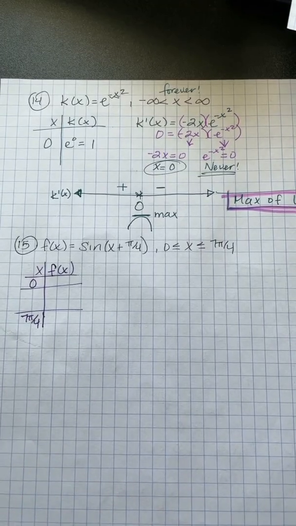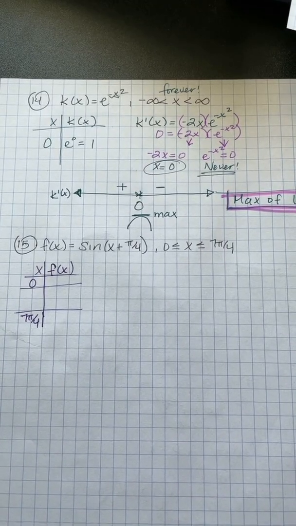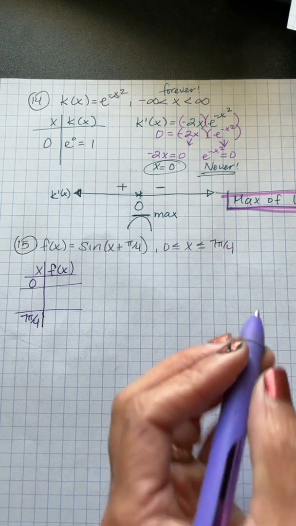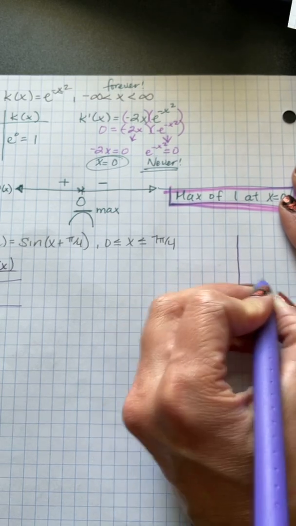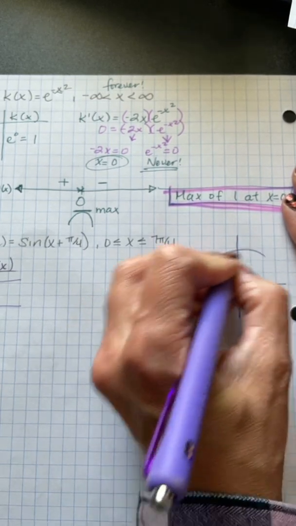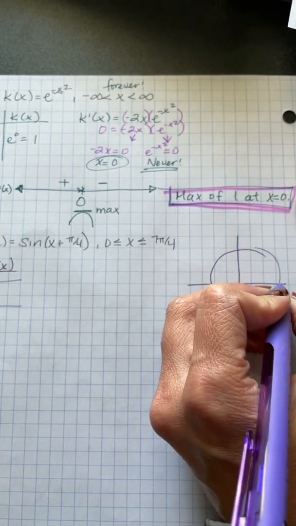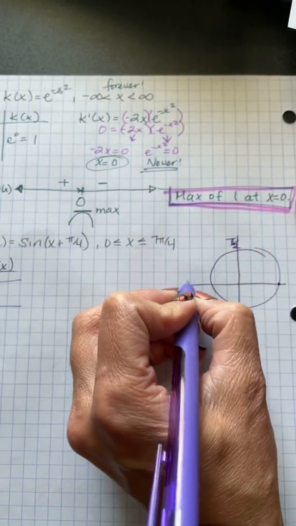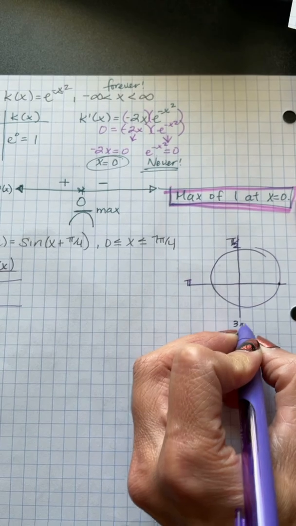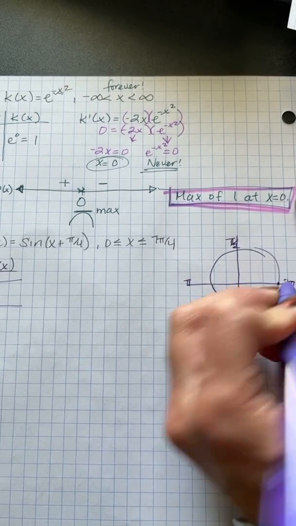All right, now for this one, we have f of x equals sine of x plus pi over 4 on the interval from 0 to 7 pi over 4. So to give us a frame of reference on what that interval looks like, remember we're talking about the unit circle. So we know that this is 0, and then this is pi over 2, pi, 3 pi over 2, 2 pi. I'm not going to put all of them on here.